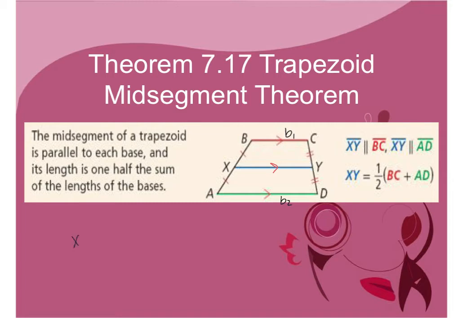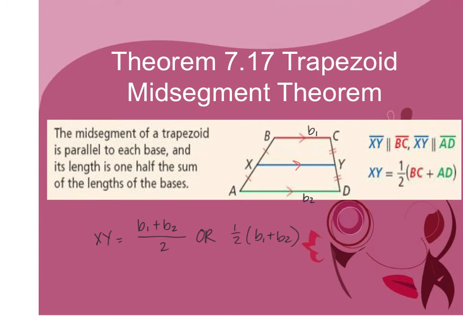So XY is equal to base 1 plus base 2 divided by 2. It's 1/2 the sum. Okay.